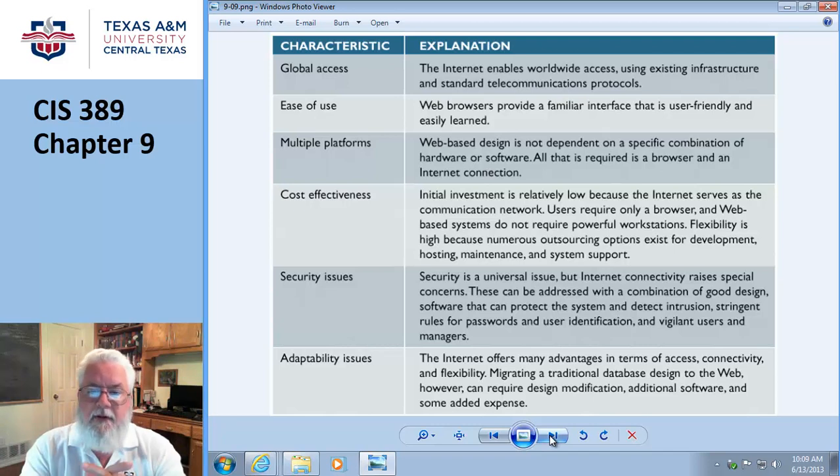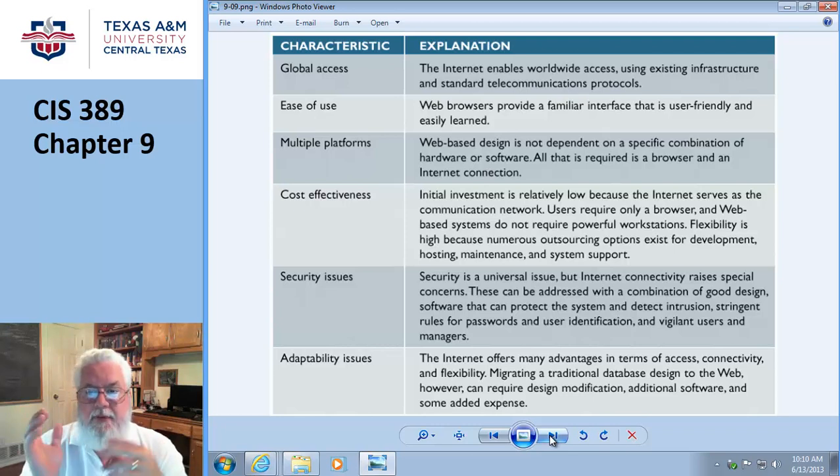So here are some advantages. This is kind of generic. A lot of these things apply to web technologies in a general sense and not necessarily specific to database, but let's just go through it. So, global access: put it on the web and everything's got it. Ease of use: all I have to have is a browser. Multiple platforms. I could be running on a Mac, I could be running on an Android device, I could have an iPad. And all these systems work because the web standards, in theory, provide that cross-platform capability.